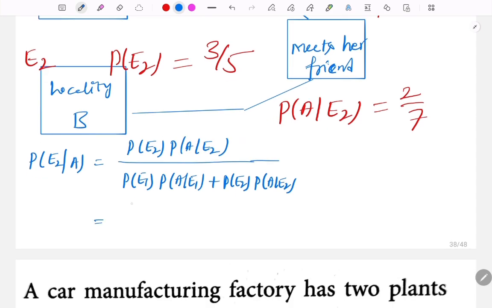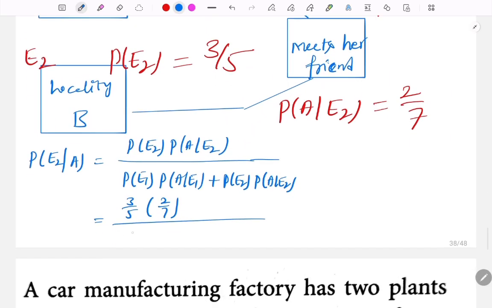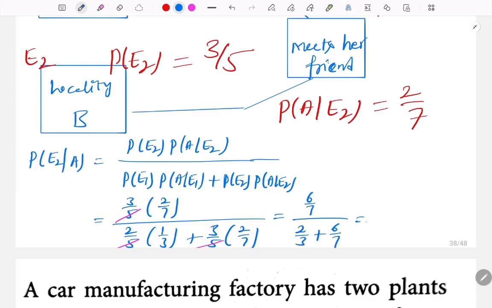P of E2 is 3 by 5, and P of A by E2 is 2 by 7. Dividing by P of E1 into P of A by E1: 2 by 5 and 1 by 3. So 2 by 5 into 1 by 3, plus this part again, 3 by 5 into 2 by 7. What is the simple, fast calculation here? 1 by 5, 1 by 5, 1 by 5 cancel. Is there any other cancel? No. Then write down the remaining calculation: 3 into 2 is 6, 6 by 7 in the numerator, and in the denominator 2 by 3 plus 6 by 7. Then take the LCM.